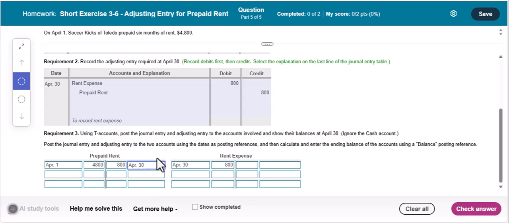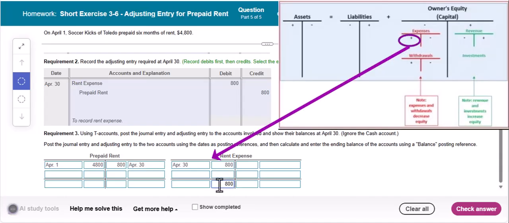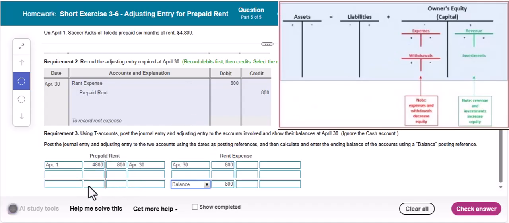So now they're going to want our balances. So let's do the easy one first. What is the balance of rent expense? So that is going to be $800. We're going to bring down here on the left side, the debit side, which is the plus side for rent expense. And then we're going to need to do a tiny bit of math here for the prepaid expense.